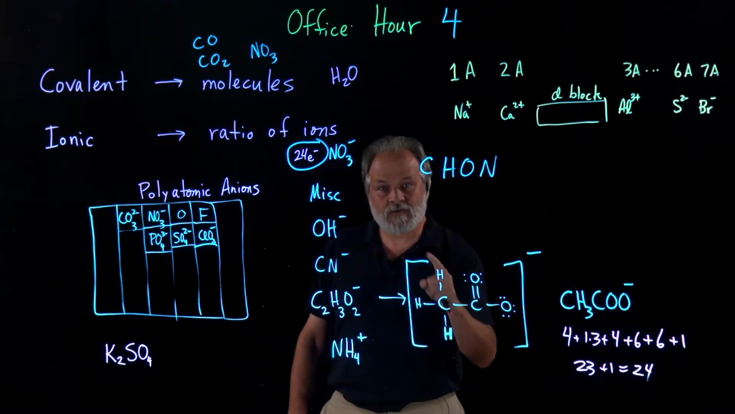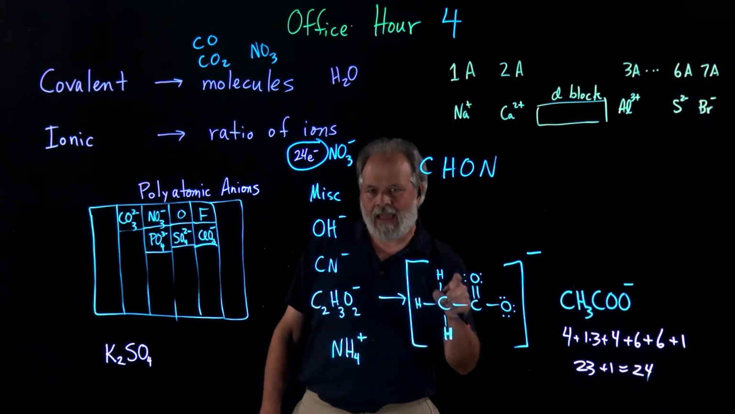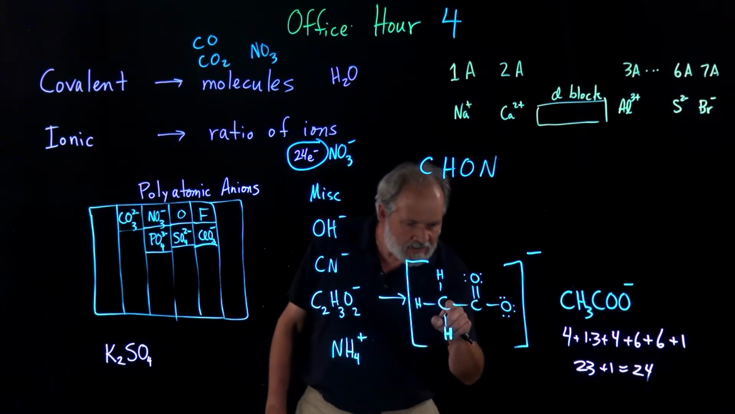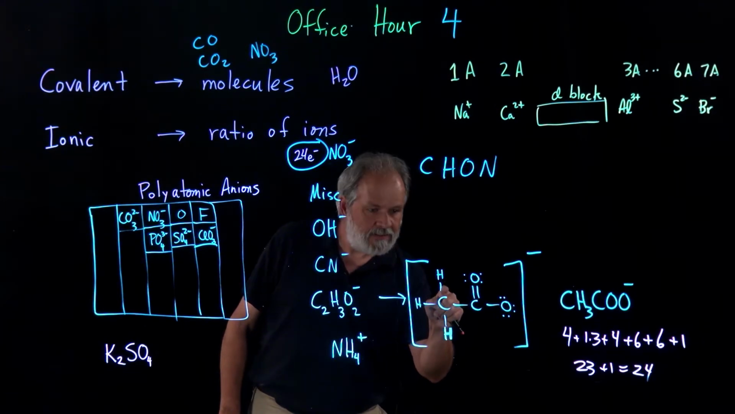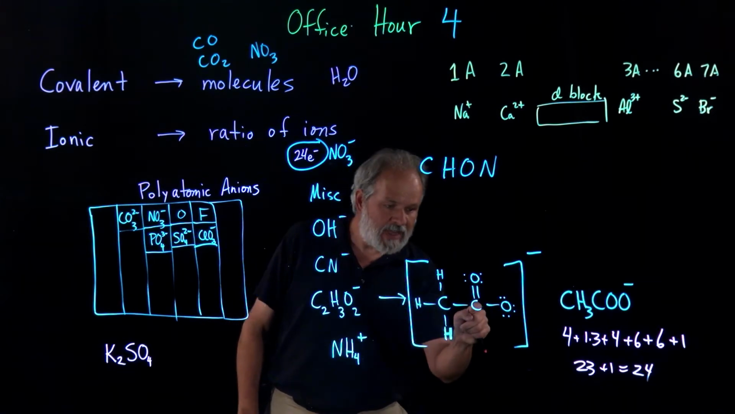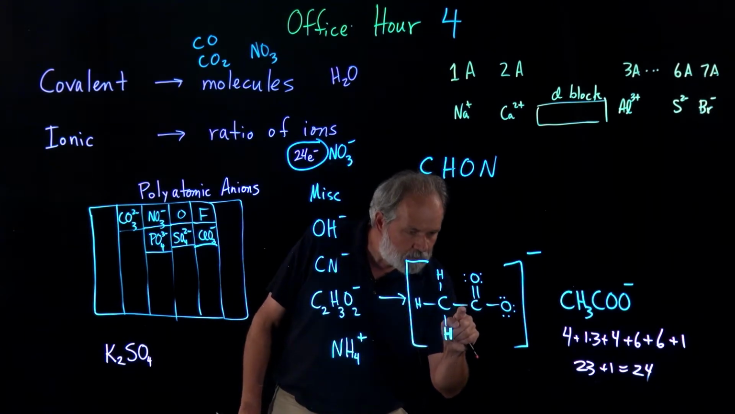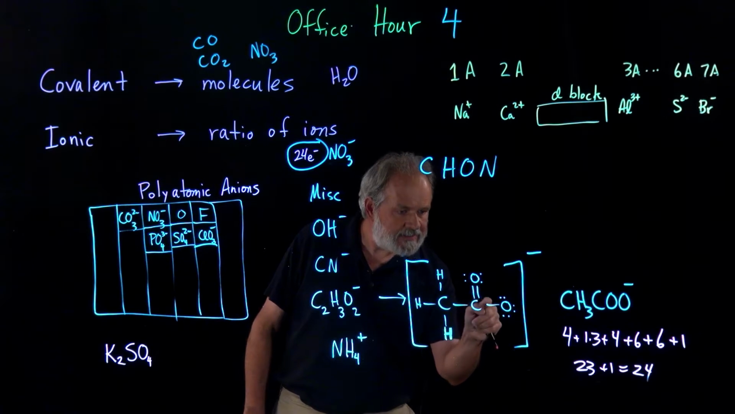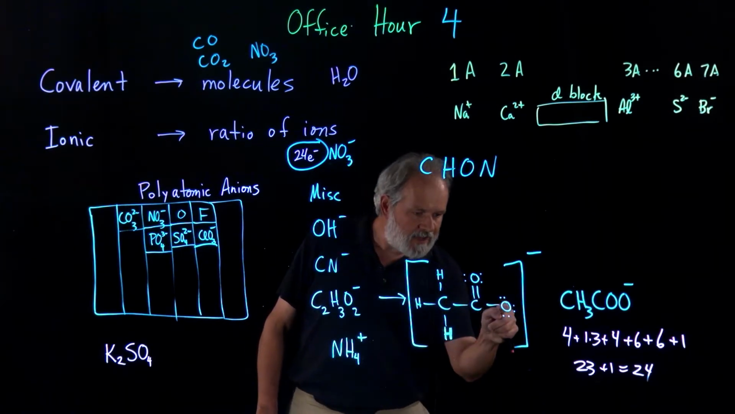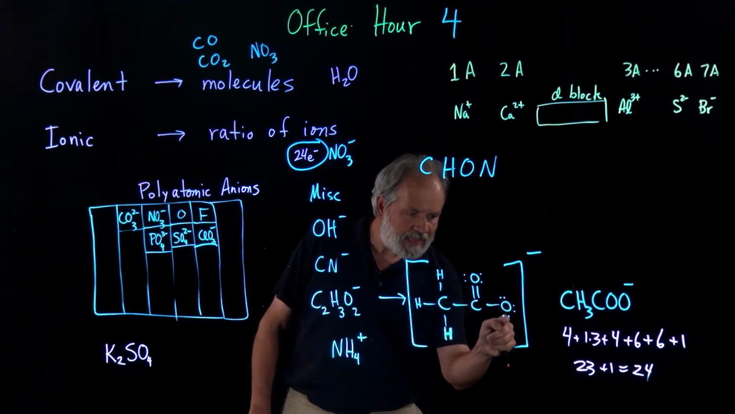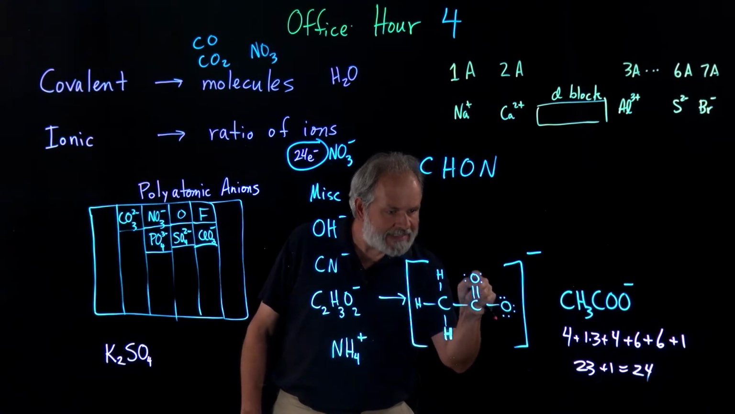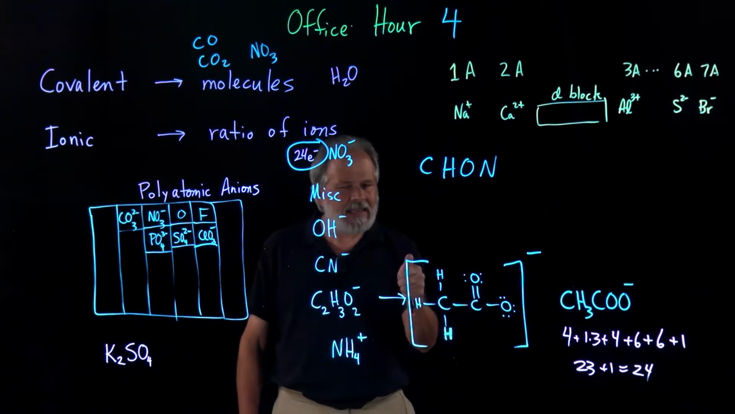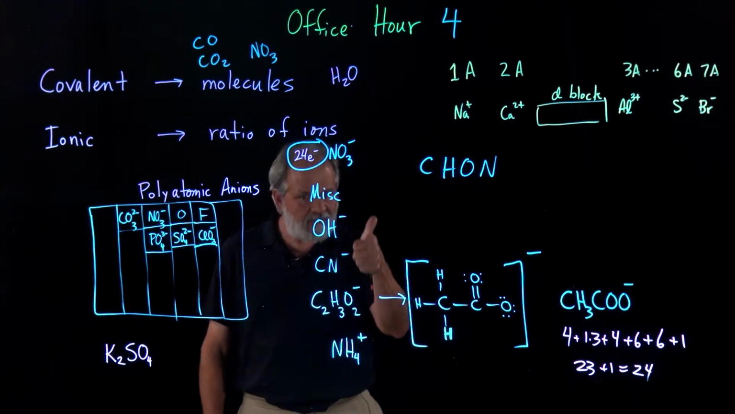All right, now the next question is, are all of the atoms' octets satisfied? So now we count by 2s around every atom. Carbon wants 8. 2, 4, 6, 8. What about this carbon? It wants 8. 2, 4, 6, 8. What about this oxygen? 2, 4, 6, 8. What about this oxygen? 2, 4, 6, 8.